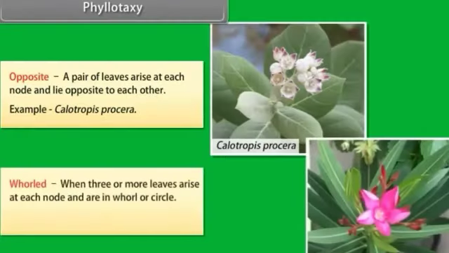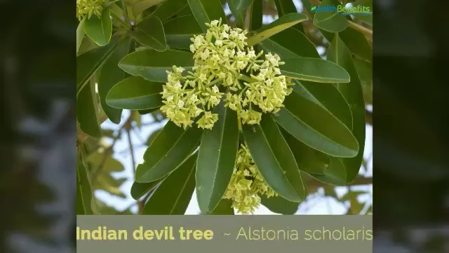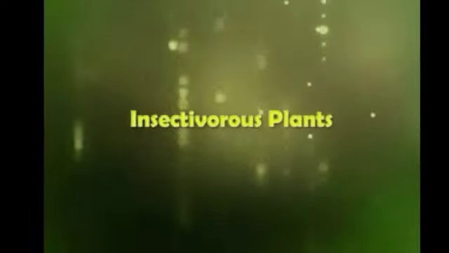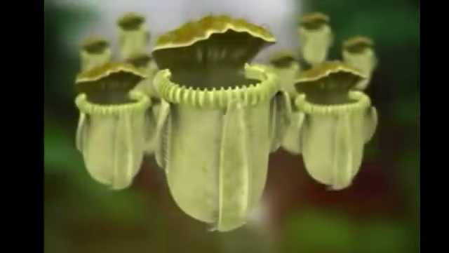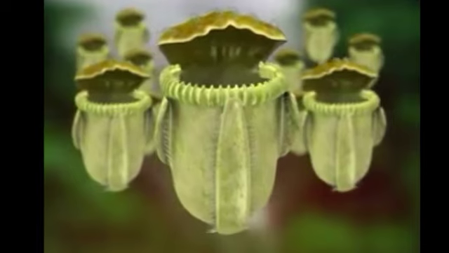Now coming to the next type of arrangement, it is the whorled arrangement, where three or more leaves arise at each node and they are arranged in a whorl or circle. Here you can see Nerium oleander and this is the Indian devil tree, Alstonia scholaris. Coming to the modifications, first we will talk about the insectivorous plants.